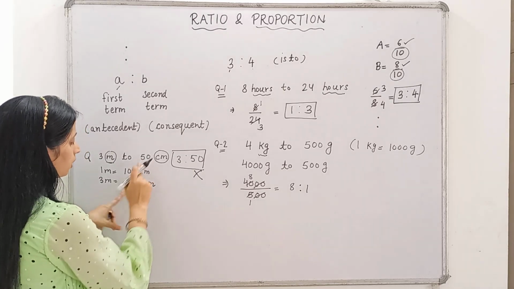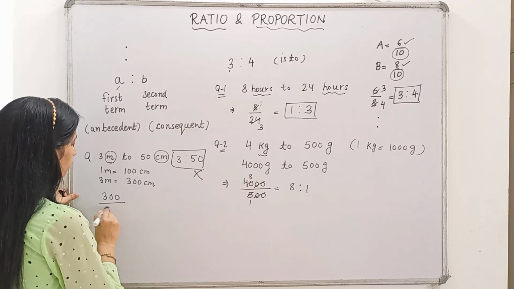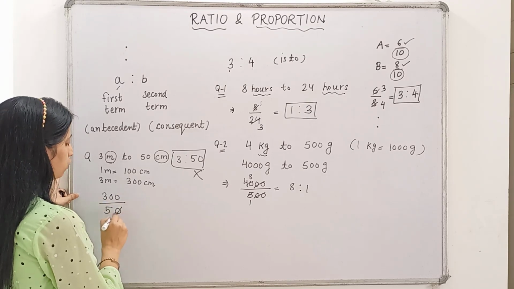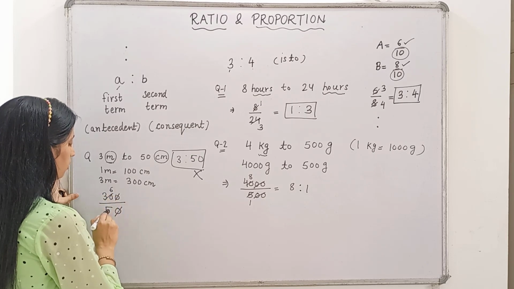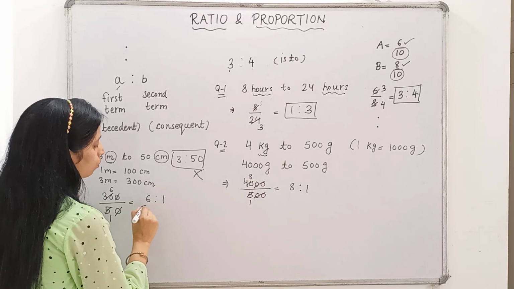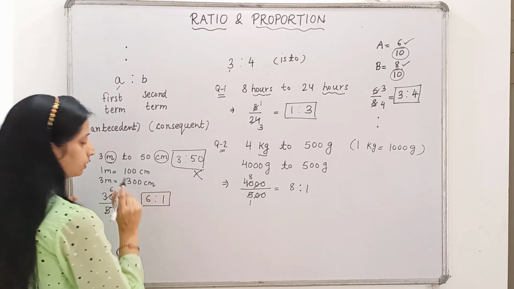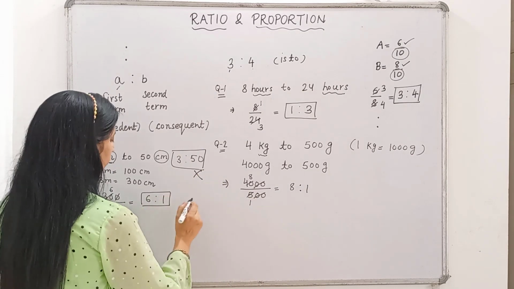And we have to find out the ratio of 300 to 50. Okay. So, by this 0 we can cancel this, and this is 5 6s are 30, 5 1s are 5. So, the ratio will be 6:1. Okay. Similarly, we can take another example.